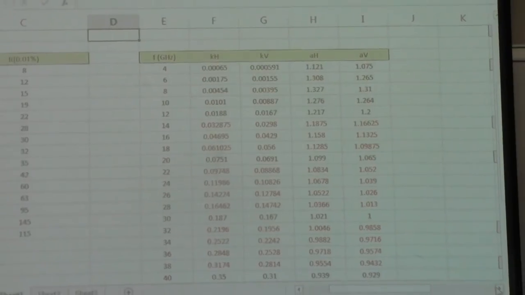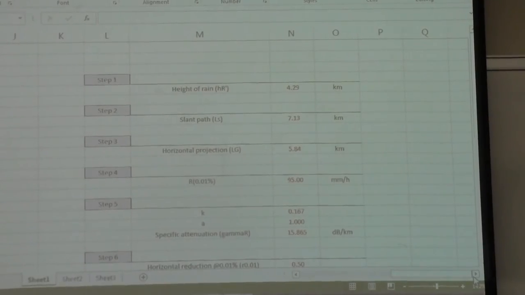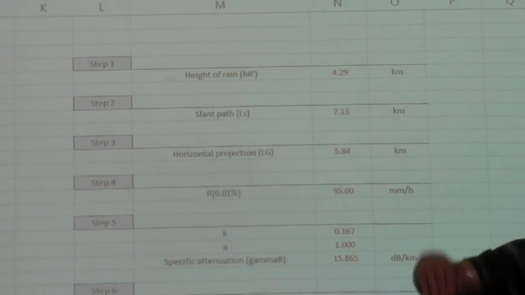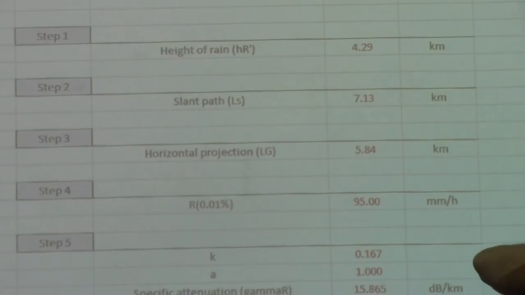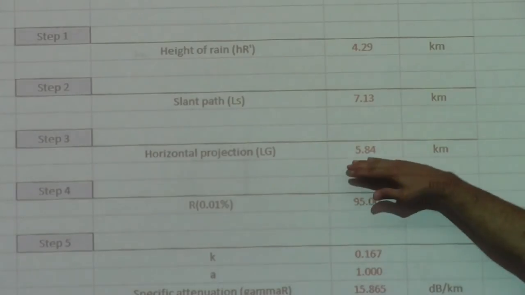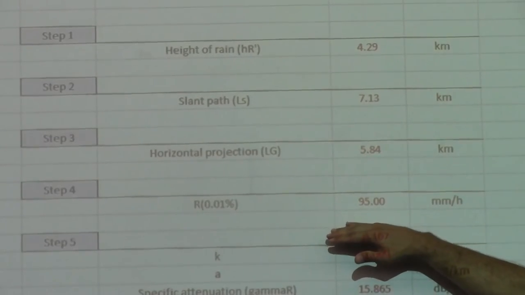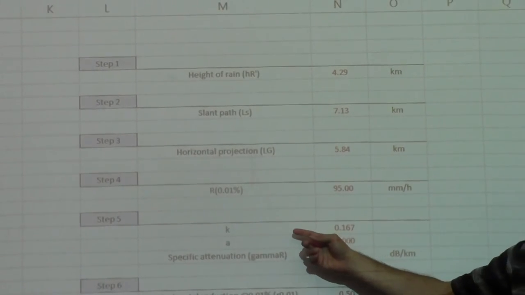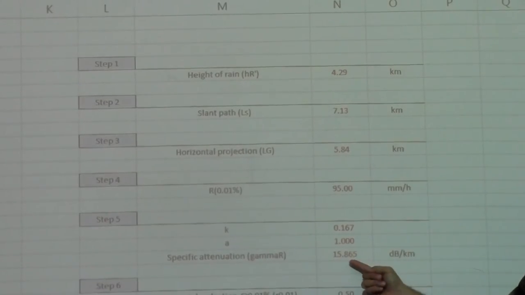And then when you go to the right, this is your algorithm, right? So these are the steps. In this particular step, you calculate the height of the rain, right? Where is that boundary between regions B and C? Then the length of the slant path: that's the height difference divided by the sine of theta, the sine of your elevation angle. Then the horizontal projection. Then for a given climate region, you grab the rain rate for 0.01% of time. Then for a given frequency and polarization, you're going to determine your K and A. And then here it gives you your specific attenuation.